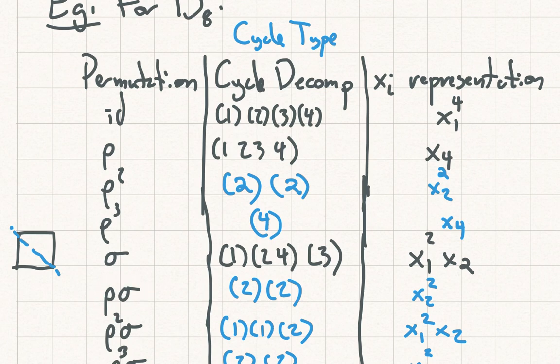And similarly down here, something like rho sigma. You can check that rho sigma is like a flip through the vertical axis. So 1 gets sent to 2, 2 gets sent to 1, that's a cycle of length 2. And 3 gets sent to 4, 4 gets sent to 3, that's another cycle of length 2. So we have this cycle being represented by x2 squared, and similarly for all the other cycles.